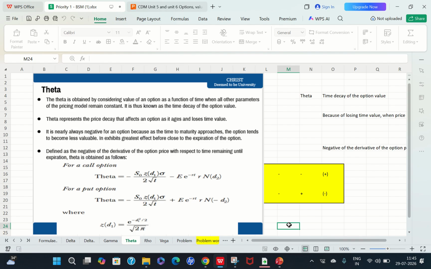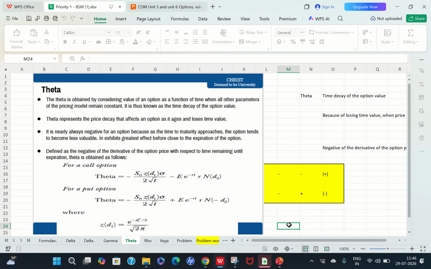Theta is always negative. It is quantified always negative. The formula also starts with negative. And for call option you have one formula, and for put option you have one formula. So whenever you are asked to take a scientific calculator, the normal distributions or the log values can be easily determined there.